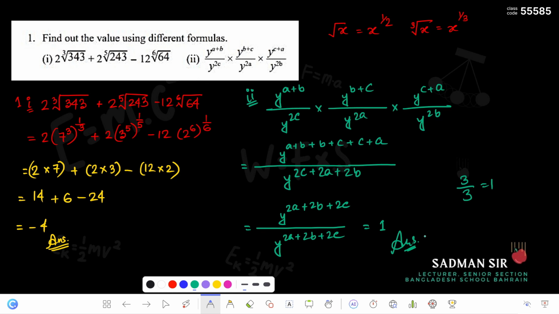So that is the solution of the problem in question number 1 of this chapter. I hope you understood, and if there is any doubt or if I have made any mistake, kindly let me know. Inshallah, I will clear those doubts in future classes.